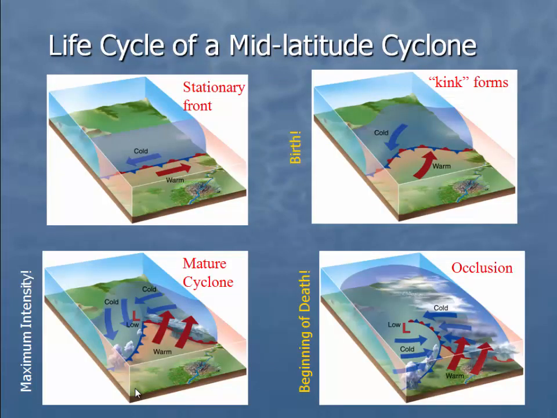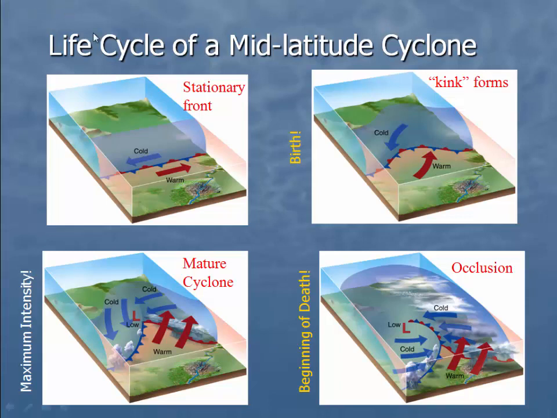Since Wilhelm Bjerknes's polar front theory, we've made some tweaks, but it's very interesting. A lot of what Wilhelm was theorizing and seeing in observations really holds water today, and there are really only minor changes to Wilhelm's thinking when it comes to the way a mid-latitude cyclone goes through its life cycle.